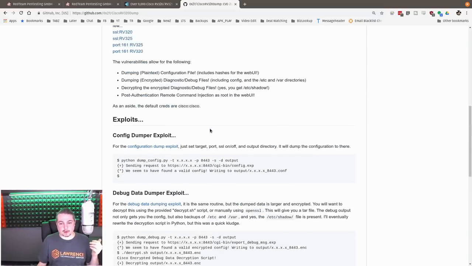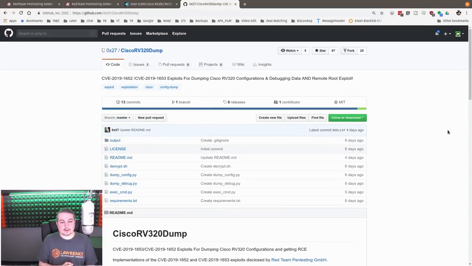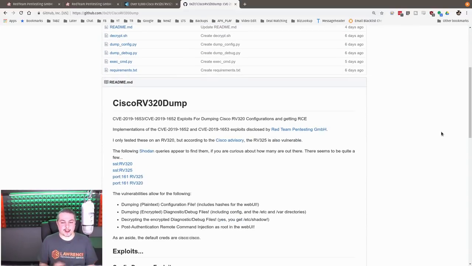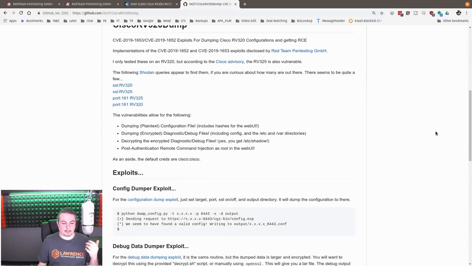And in case you're wondering or want to test your system against this, there is a GitHub, which is a Cisco RV320 dump. This is the proof of concept. Please don't use this on firewalls that you do not have permission to use this on. But if you want to test one of your Cisco RVs, there is an entire GitHub that is a proof of concept that shows how it works, breaks down the exploit.